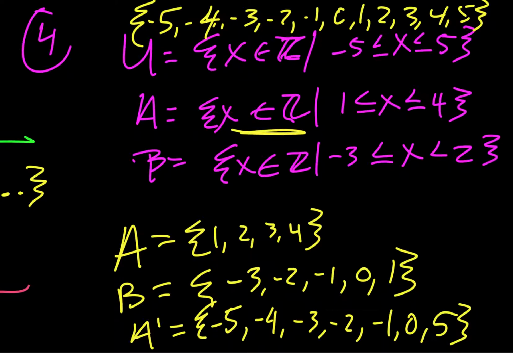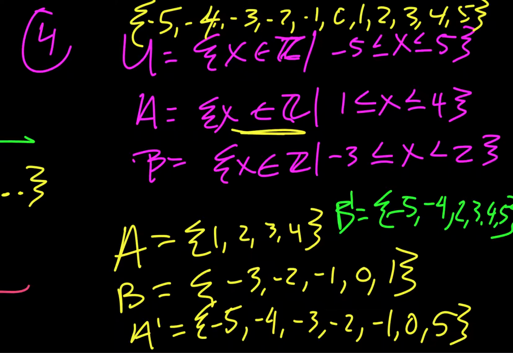Okay, we also need to do complement of B. Similar process, we're going to write everything that's not in B. So we start at -5, -4, -3, 2, -1, 0, 1. Then we go 2, 3, 4, 5.